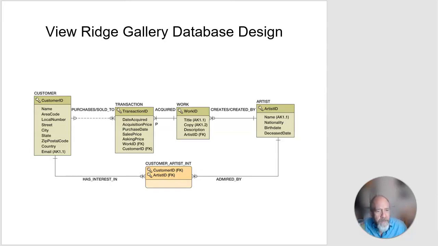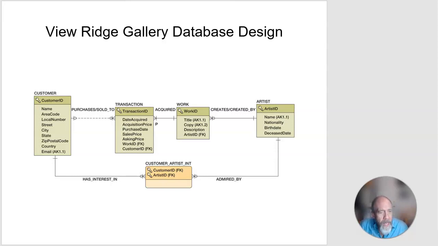Notice that the relationships all have descriptions on the relationships. We have customers that have transactions, and the transactions are to works of specific artists. And then we also got this customer artist int. That is a table with a dual foreign key primary key. That looks like a pretty decent design to me.